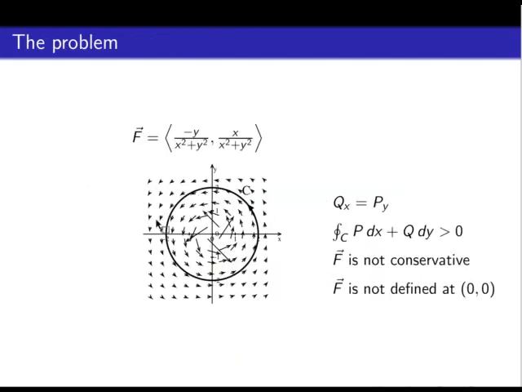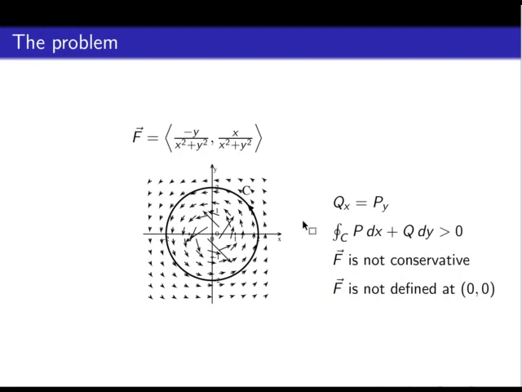The problem comes about when you might have holes. So for example, this is the example I had. Q_x is equal to P_y, you could check, and this integral is positive. If I go around here, I'm adding a bunch of positive things, so you're going to get something positive. So F is not conservative, and the point is F is not defined at (0, 0).